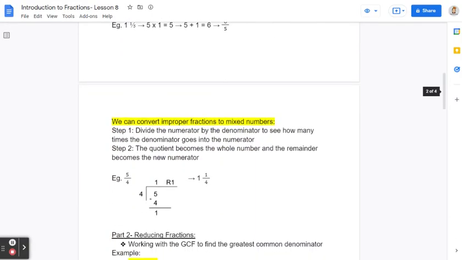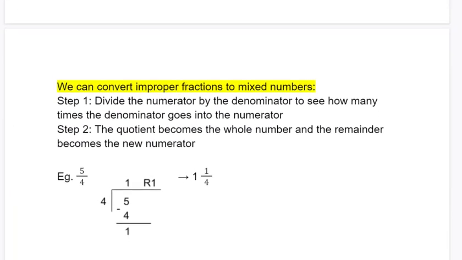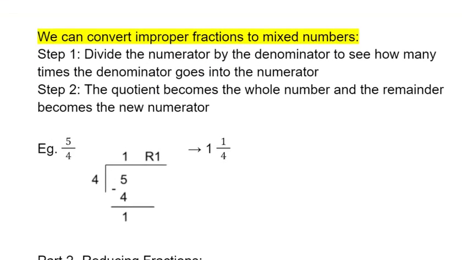The next thing is also that we can convert improper fractions to mixed numbers. So let's take a closer look at this. There are 2 steps involved. Step 1 is to divide the numerator by the denominator to see how many times the denominator goes into the numerator. And then step 2 is the quotient. And again, quotient is the answer of a division problem. The quotient becomes a whole number, and the remainder becomes a new numerator. So it's kind of wordy here, but if we do this example, hopefully you can better understand what the steps are telling us. So the example I'm working with over here is 5/4.